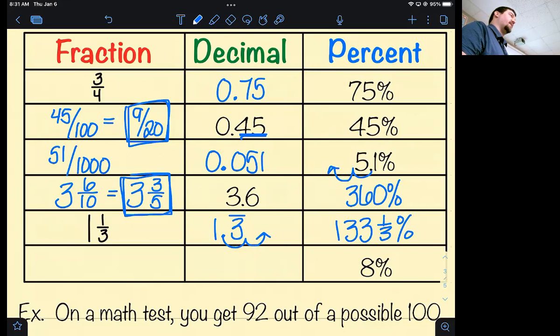And I'm pretty sure there's one like that, either on the 6.1 homework, or maybe it's on the chapter 6 opener today. Last one, 8%. Maddox, how do I write 8% as a decimal?